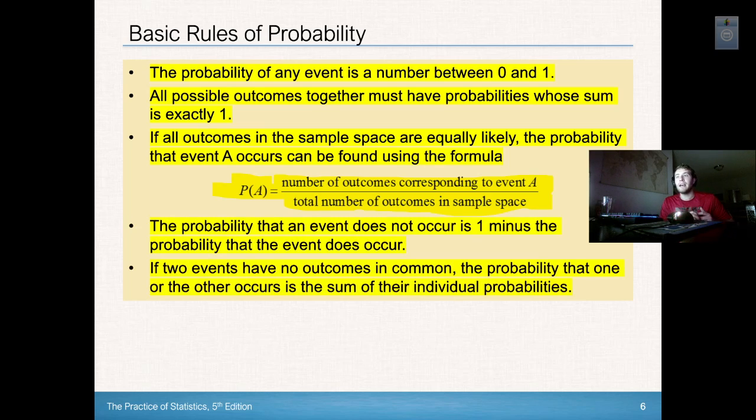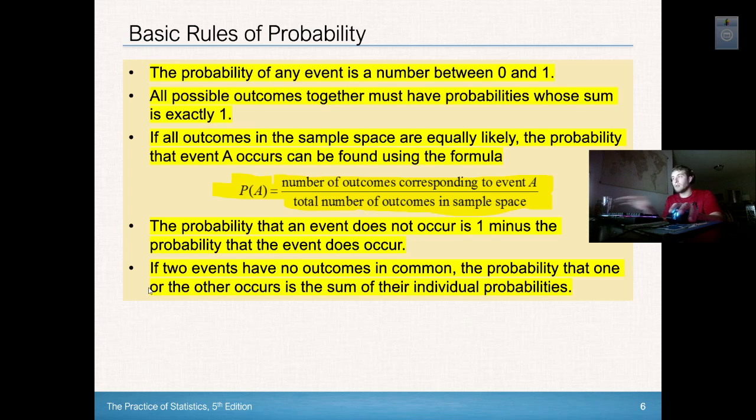Next, if two events have no outcomes in common, the probability that one or the other occurs is the sum of their individual probabilities. Okay, this is a very important rule. Understanding, like reading a question and saying, oh, these don't have anything in common. Okay, there are no common outcomes.